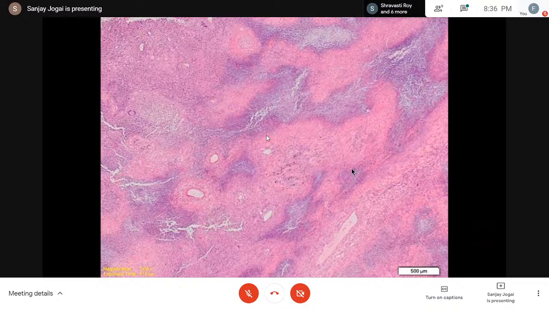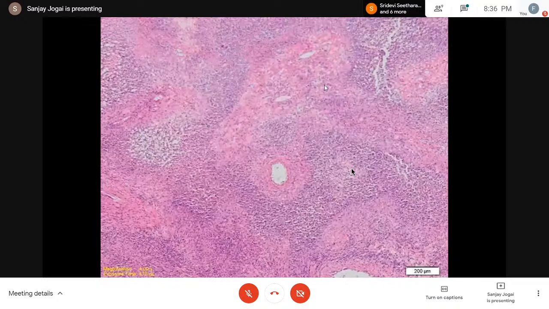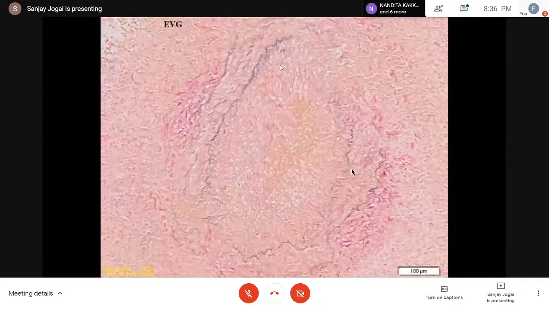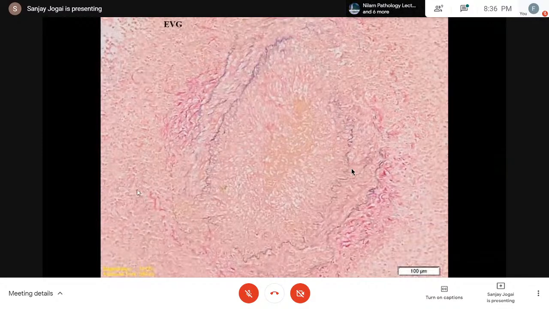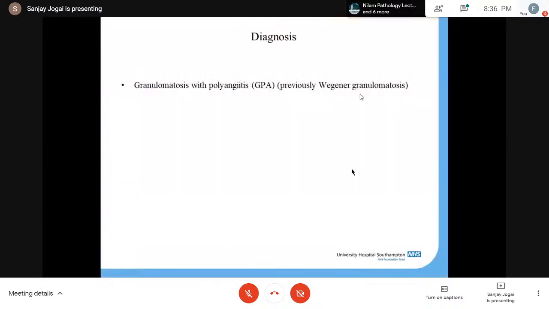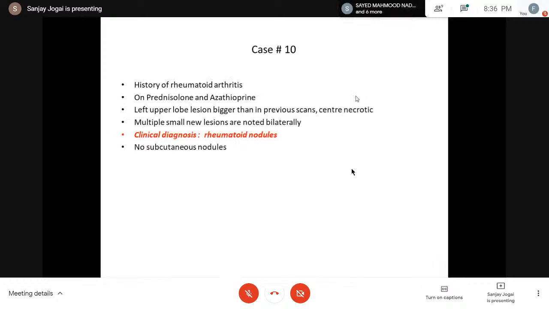And then you see on a high power, lots of karyorrhectic debris, and look at that. The vessels completely being churned, and that's an EVG, again, rip-roaring vasculitis, complete destruction of the elastic lamina. So basically this is granulomatosis with polyangiitis. So I just wanted to tie up Takayasu with GPA just to show you a spectrum. So let's do this one as well, and then probably we can wait, because there is a link between this case and the previous one as well.